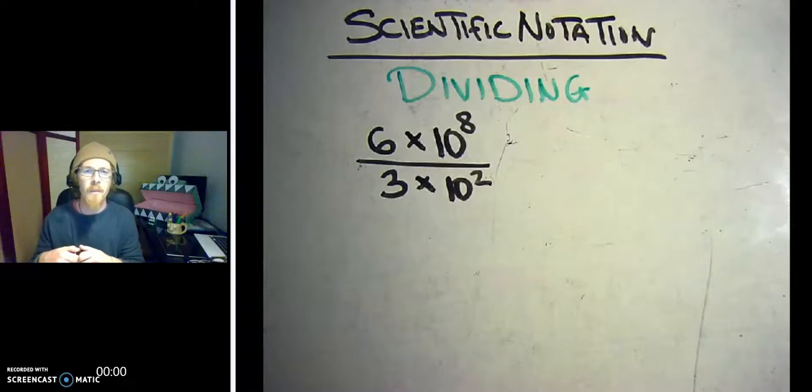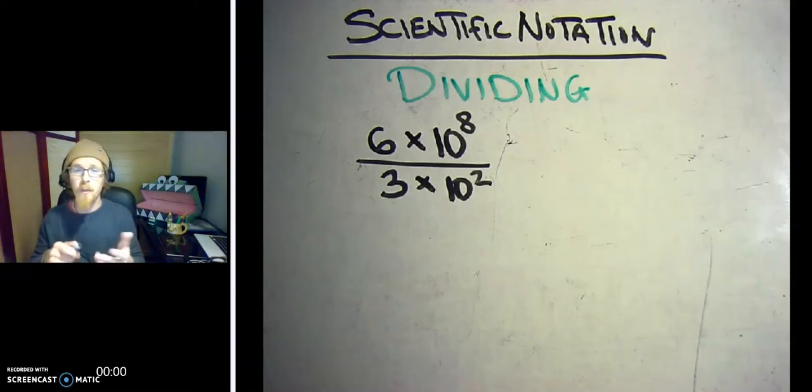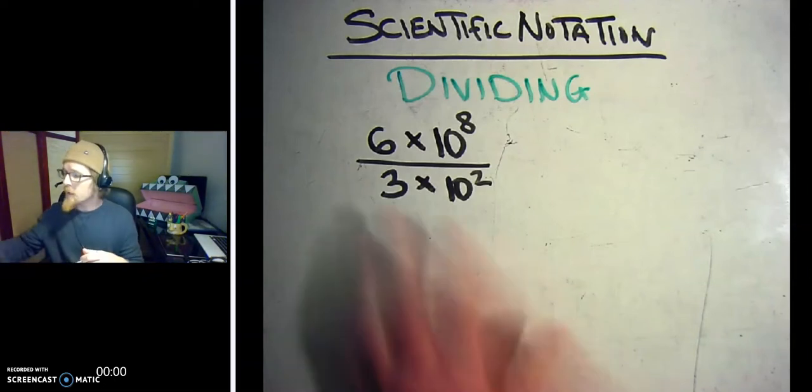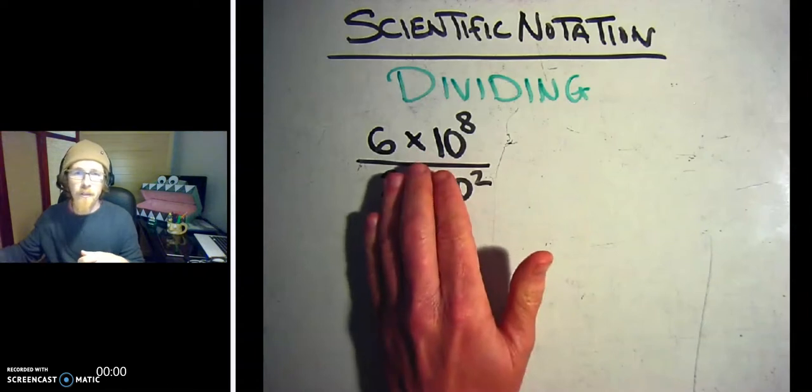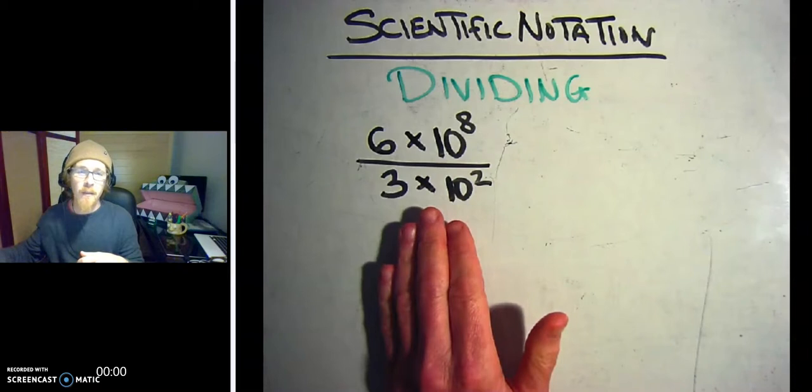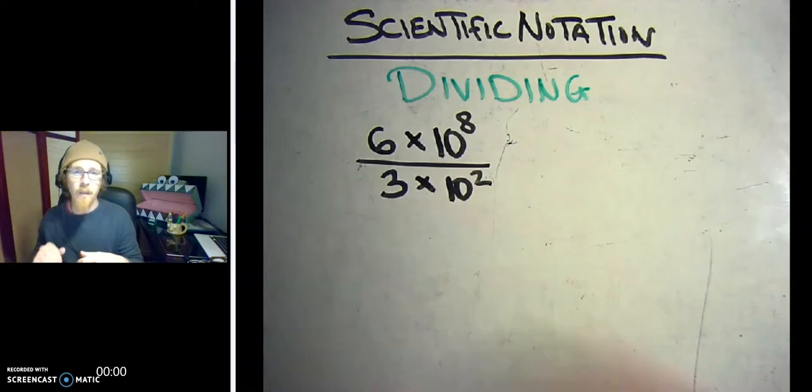Hi Math, I'm Andy. Today let's take a look at scientific notation and how to divide when using it. So let's say I had a number in scientific notation, 6 times 10 to the 8th, and I want to divide it by 3 times 10 to the 2nd power.